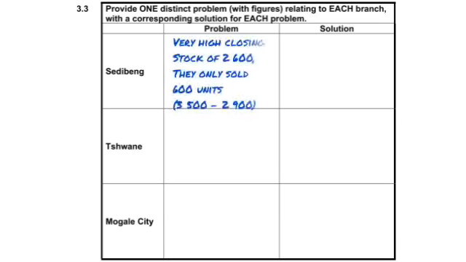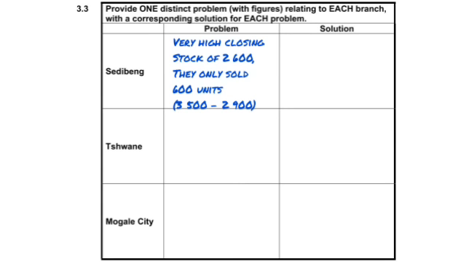So let's start with Sidibeng. Sidibeng, we said they have a very high closing stock of 2.6. They only sold 600 units. How did I get 600 units? It's 3.5. That's the 3.4 of purchase, 3.2 of purchasing, and the 300 opening stock, and I minus the 2.9.